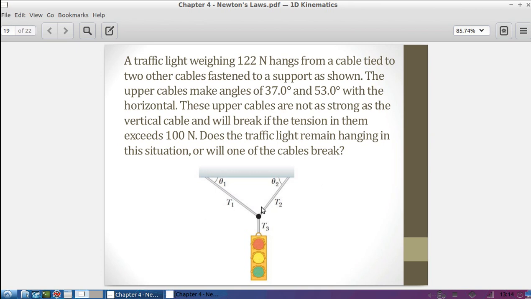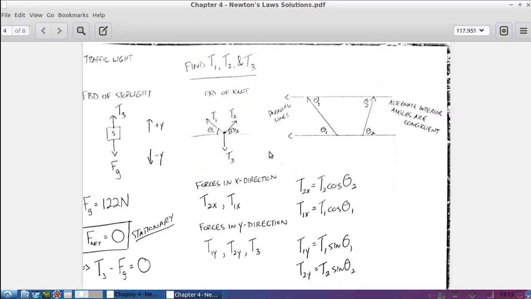These two cables, T1 and T2, have a tension rating that should not exceed 100 newtons. So basically what we have to do is find the tensions in these two cables and then see if they exceed 100 newtons. The question is, does the traffic light remain hanging in this situation, or will one of the cables break? So we have to find T1 and T2. We actually have to find T3 as well, and I'll show you why in a little bit. We have to see if T1 and T2 are less than or greater than 100 newtons to answer this final question.